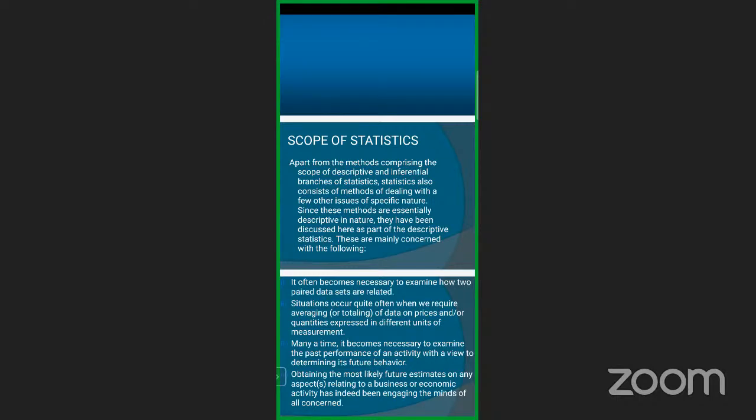So situations like this occur, and at that moment we also use this data. Many a time it becomes necessary to examine the past performance of an activity with a view to determine the future behavior. This is mostly used by doctors. They test a patient by giving a medicine, to see how the patient was previously and, after giving the medicine, whether the patient is cured or not, whether completely cured or not.